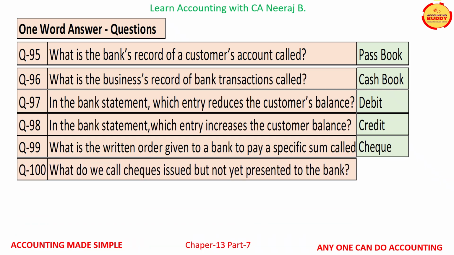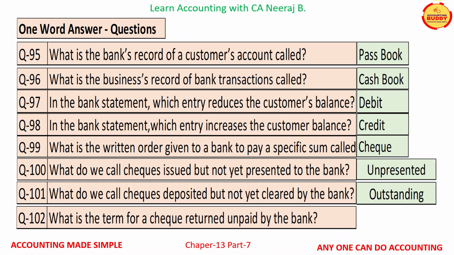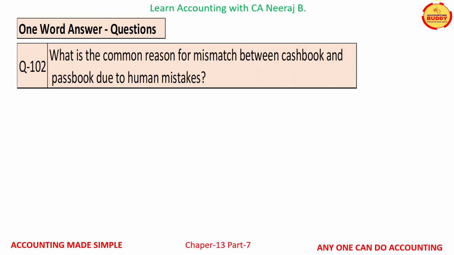Question number 100: what do we call checks issued but not presented to the bank? The correct answer is unpresented checks. Question number 101: what do we call checks deposited but not yet cleared by the bank? The correct answer is outstanding checks. Question number 102: what is the term for a check returned unpaid by the bank? The correct answer is dishonored check. Question number 102: what is the common reason for mismatch between the cash book and the passbook due to human mistakes? The correct answer is error.